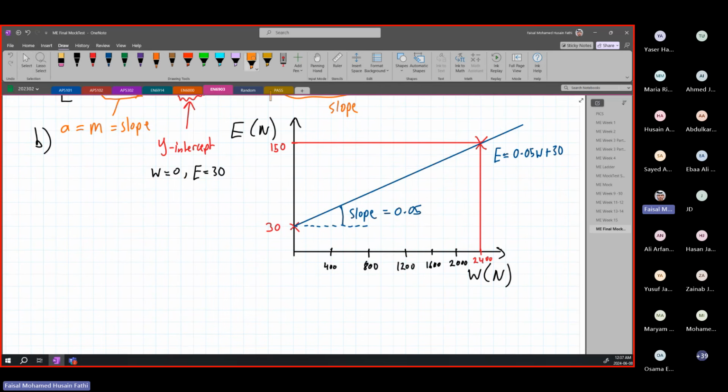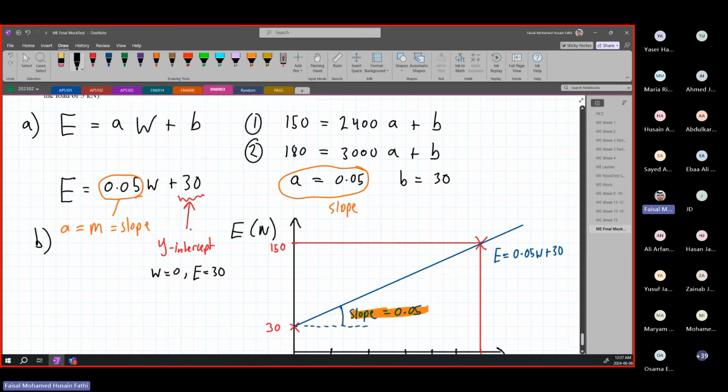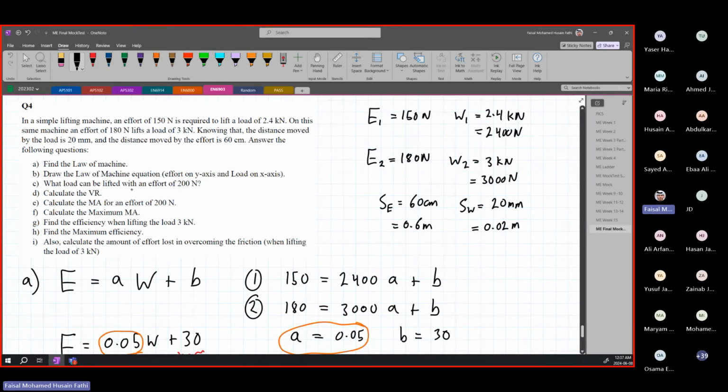That's the value over here that we wrote down, your slope. And this is how you just draw it. Very simple, we've already gone through this. Let's look at the next question: what load can be lifted with an effort of 200 newtons?